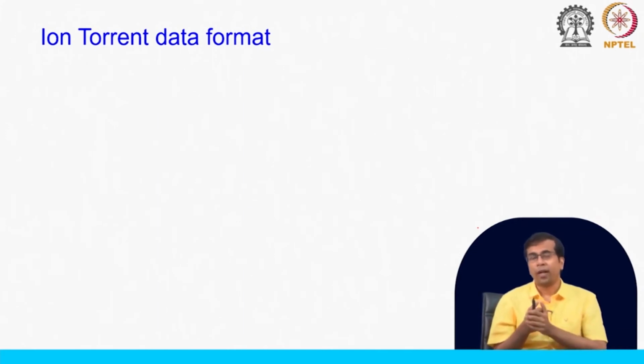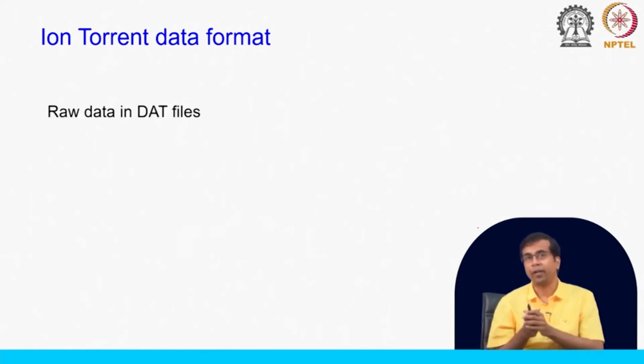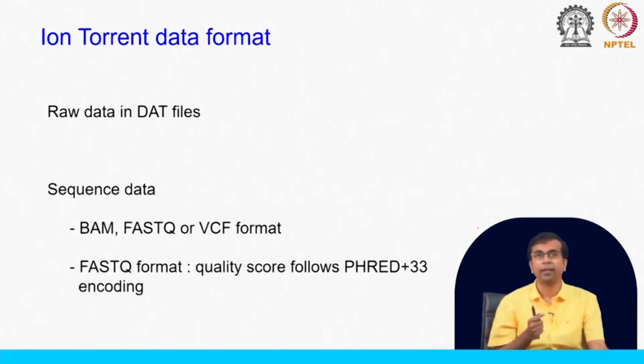Now, moving on to the Ion Torrent data format. So, how does the Ion Torrent data look? The raw data in Ion Torrent is stored in DAT files. Ion Torrent raw data means you have the current data, the pH change. This pH change will induce more current, and that signal is stored in these DAT files, and from that you get the sequence data in either BAM format, FASTQ format, or VCF format.